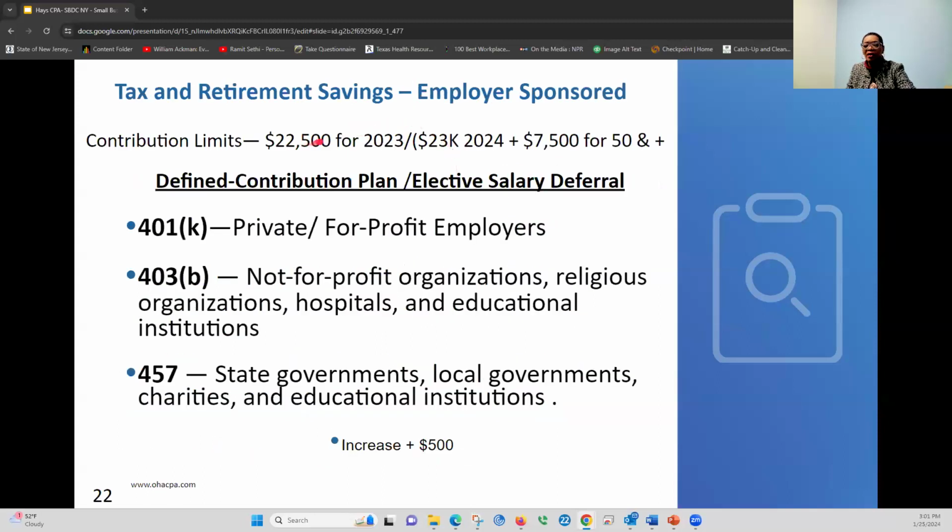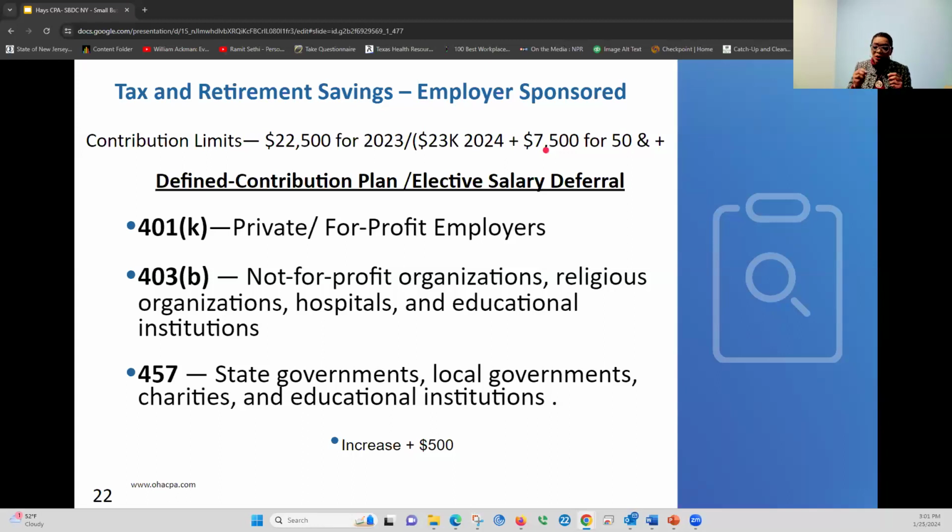But this is where, for a business owner, you can get to save a lot of money. You can see, yeah, if you have a salary deferral plan, you can save up to $22,000 and change. And if you're over 50, another $7,000. So pretty much you could save $30,000.